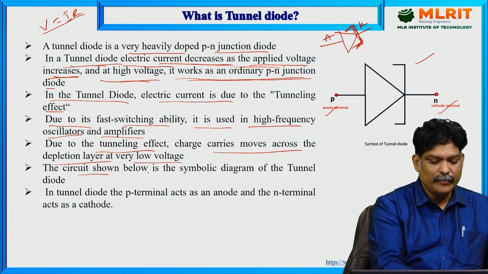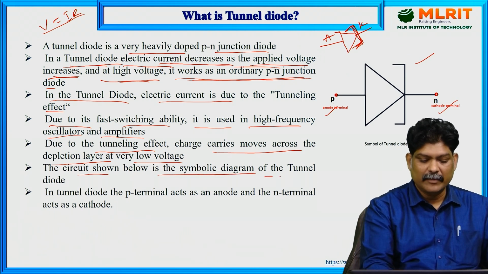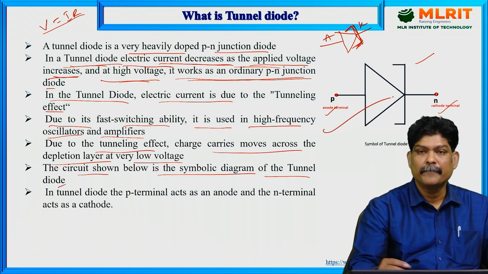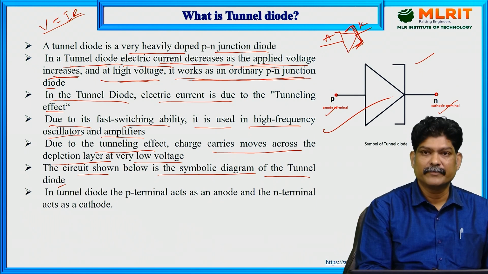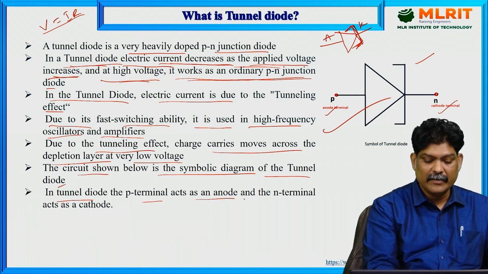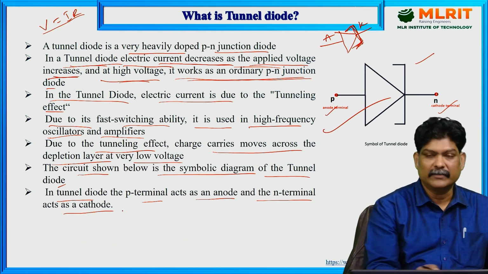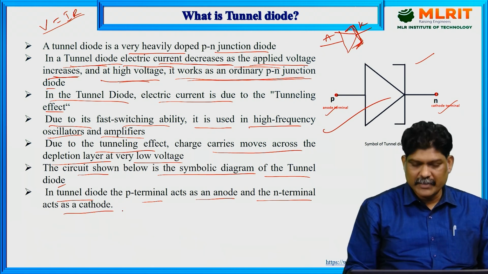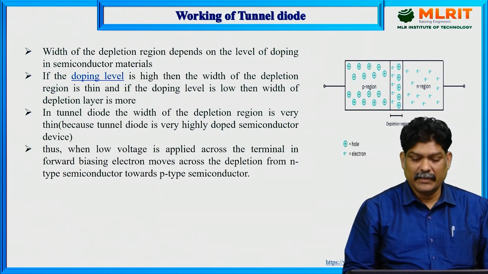The circuit shown below is the symbol diagram of the tunnel diode. This one is the tunnel diode symbol. In a tunnel diode, the P terminal acts as an anode and the N terminal acts as a cathode. This is just like a normal PN junction diode. Working of a tunnel diode.